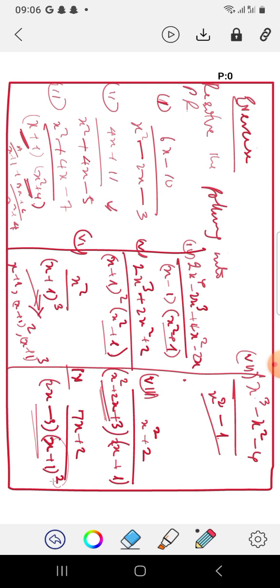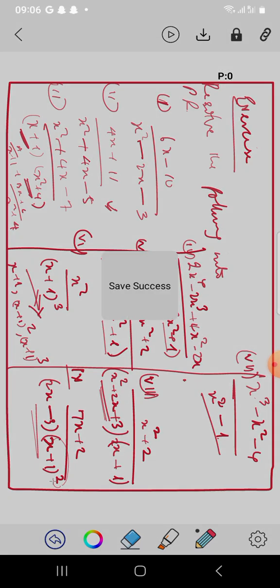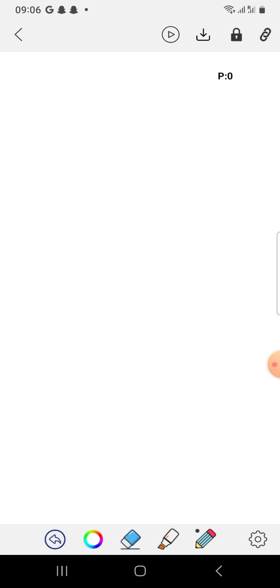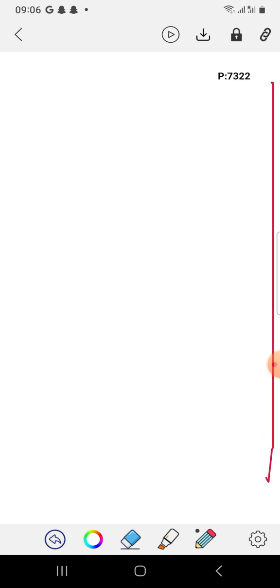All right, so I'm saving this page. Now let's move to another topic. We have successfully concluded our talk on partial fractions, so let's move to another topic now.